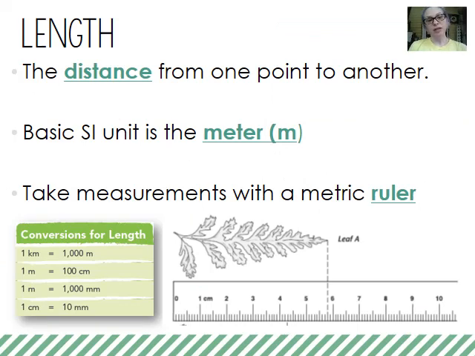Okay, so focusing on length in particular, the distance from one point to another is the definition of length. And the basic unit, SI unit, is the meter, and that's the base unit. So we're going to use a metric ruler, obviously. Some general conversions that you should know is that 1 kilometer, km, is equal to 1,000 meters. 1 meter is equal to 100 centimeters. 1 meter is equal to 1,000 millimeters, and 1 centimeter is equal to 10 millimeters.